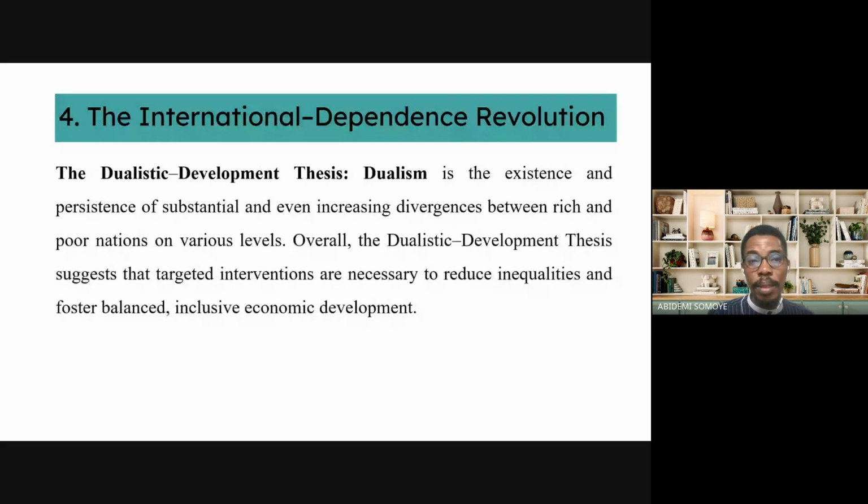The dualistic development thesis. So dualism means two. I mean, for example, up and down, left and right, black and white. And so within the society, you would also have two extremes. For example, not necessarily extreme, but you might have rich and poor, or you might have very rich and very poor. Dualism is the existence and persistence of substantial and even increasing divergences between rich and poor nations on various levels. Overall, the dualistic development thesis suggests that targeted interventions are necessary to reduce inequalities.